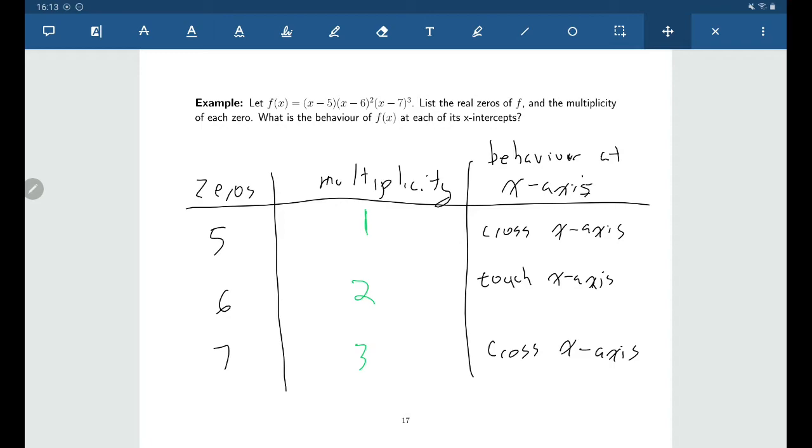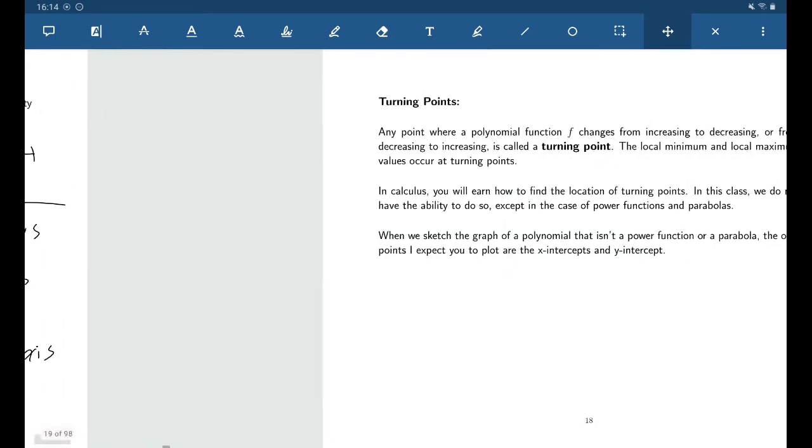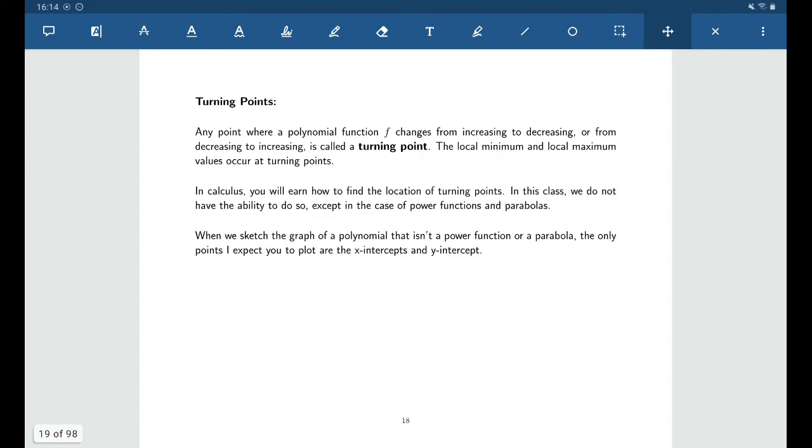So this has given us a good chunk of what we need to be able to graph a polynomial. Once we find our zeros and the multiplicities, we'll know what's happening at the x-intercepts, and we'll also know whether we're crossing the x-axis or just touching. There's still a couple of things left to figure out, however. And one of them is something that actually we won't be able to find, at least not in this class.